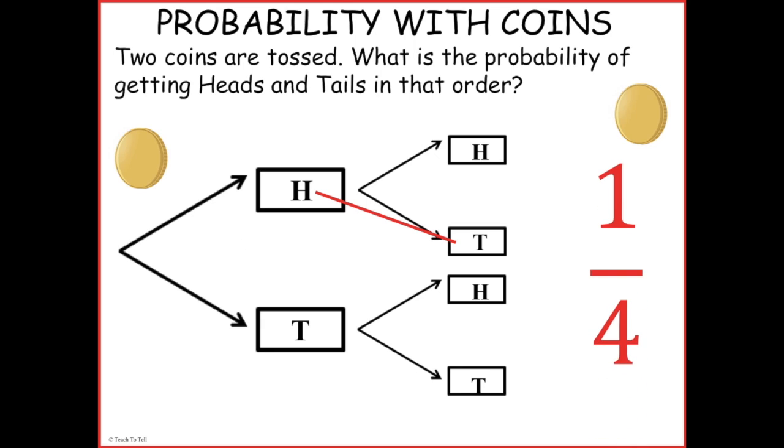So that is 1 out of 4. Out of the 4 possible outcomes, getting heads and then tails is only one. There's only one probability, one chance.